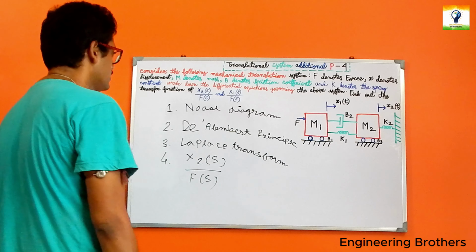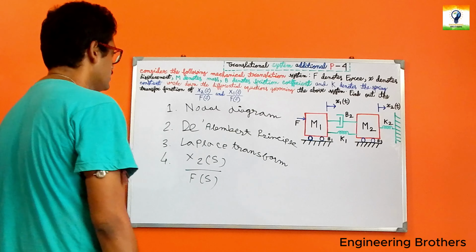Okay, and let us say that in between our x1t, x2t, the B2 and K1 are present over here. So once again, in between our x1t, x2t, the B2 and K1 are present in between these two displacement parts. So without wasting any time, let us include them over here.